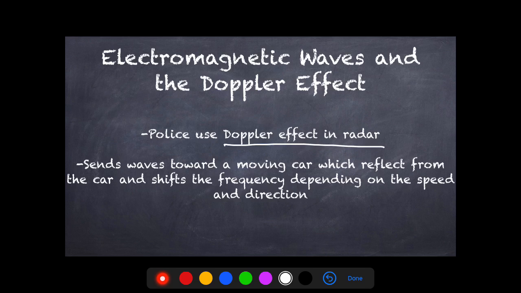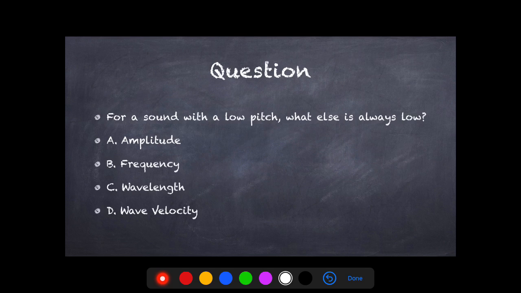So again, the radar that they have in this device will send sound waves towards a moving car. It will hit the moving car and reflect back from the car. And the frequency that they receive back from the reflection will tell them what speed and also the direction that they're moving in, which can determine if they're above the speed limit or not.